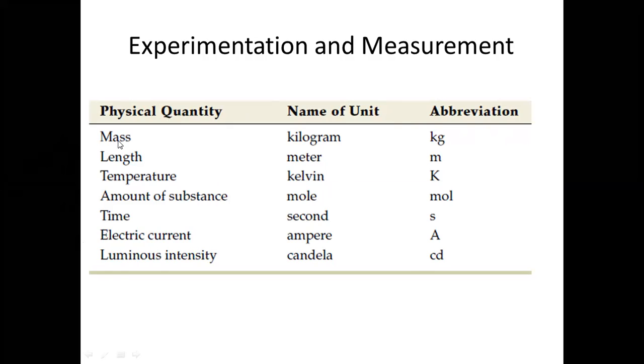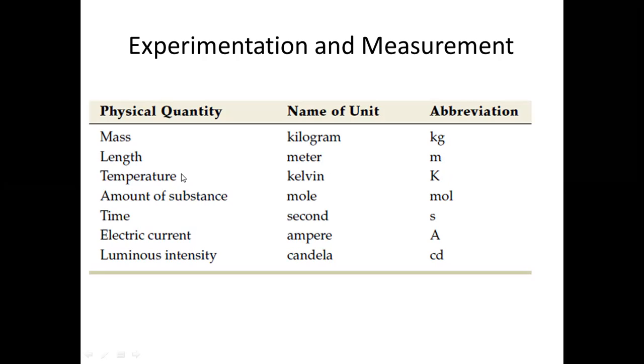So the first one is mass, and the name of the unit is kilogram, and its abbreviation is small k and small g. This is the symbol to use for the kilogram. The other physical quantity is length, and this is measured in meter, and the abbreviation is small m.